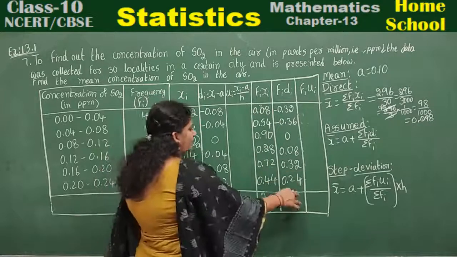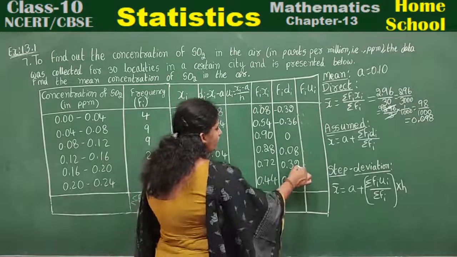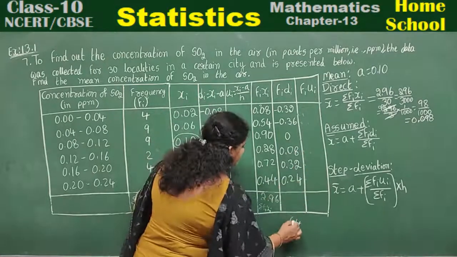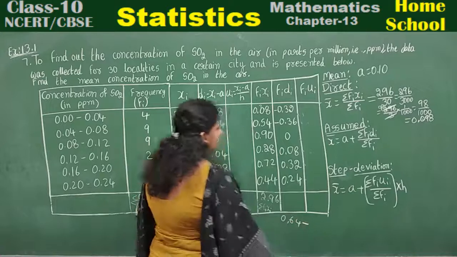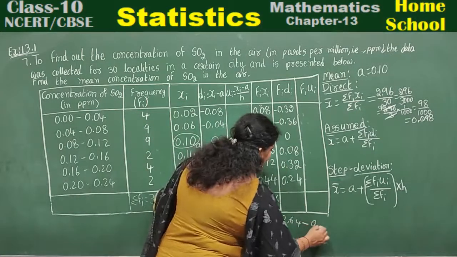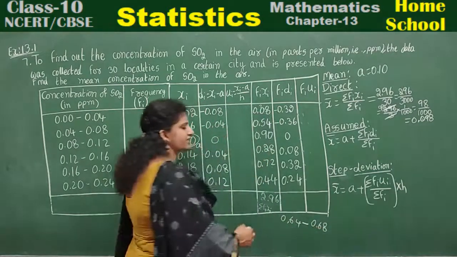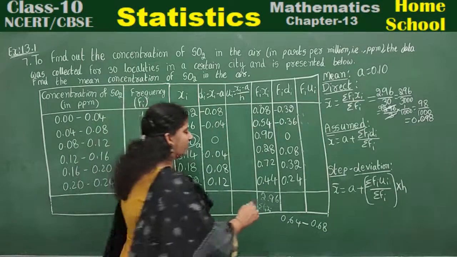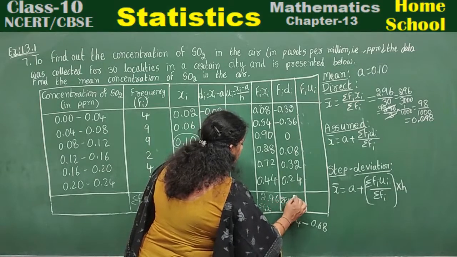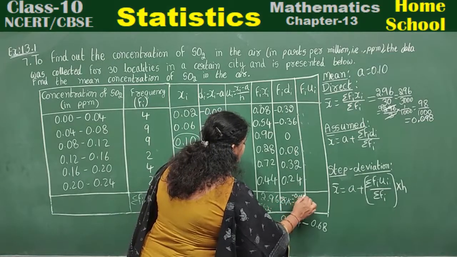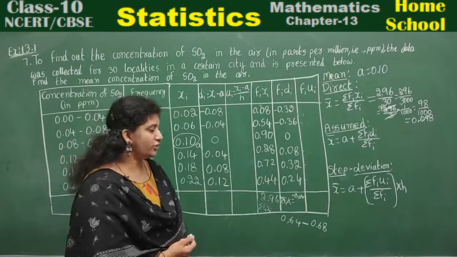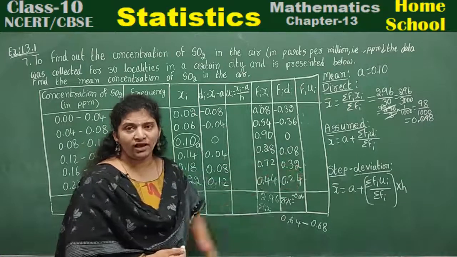Let's add these 3. What are you going to get? 4, 5, 6. 14, 6. 0.64 minus. Add these 2: 0.68. 0.64 minus 0.68 will be, summation Fi di is equal to minus 0.04, that is your answer. Minus 0.04. Apply in the formula.